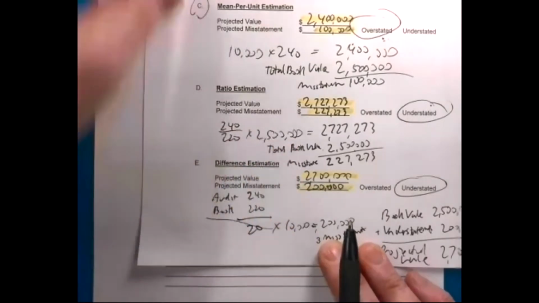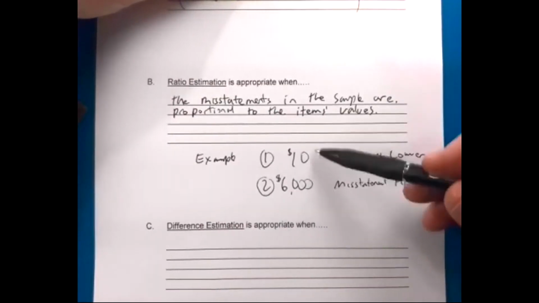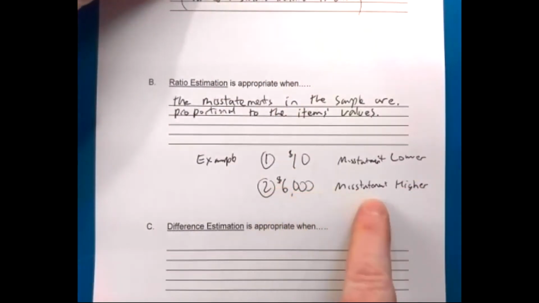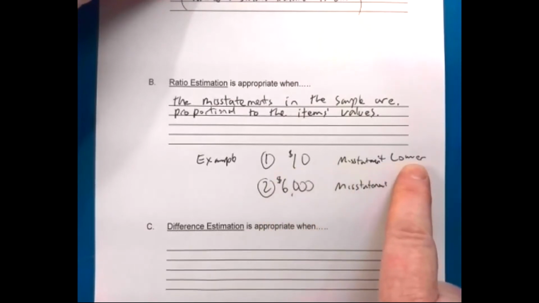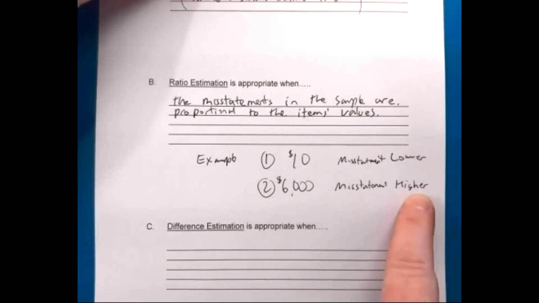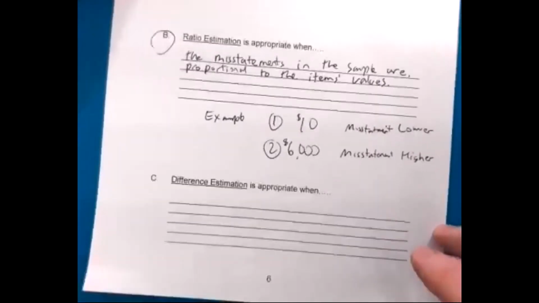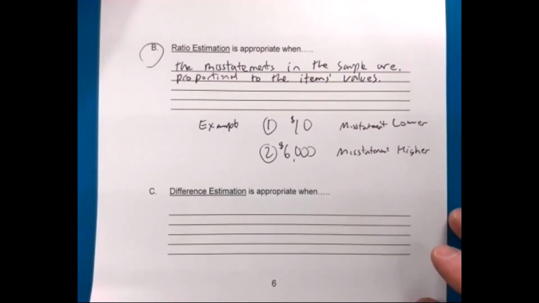So the ratio estimation is kind of, and this one probably is more fitting, especially if you have a wide range of dollar values, because it makes more sense that smaller ones will have smaller misstatements. Bigger ones will have bigger misstatements. So this is, you know, the one that's kind of the go-to for the most part. Okay.